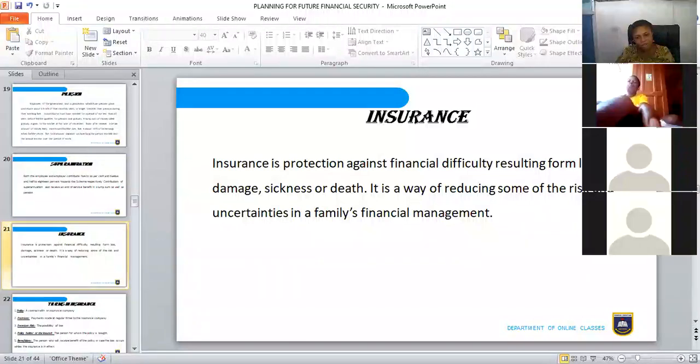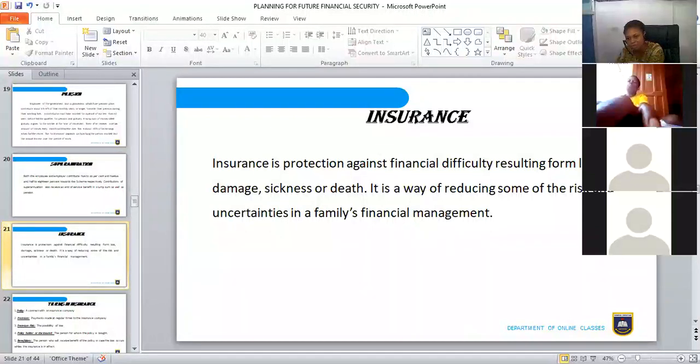When we talk about insurance, insurance is basically a protection against financial difficulty resulting from damage, sickness, or death. It is a way of reducing some of the uncertainties in the family's financial management. Now let's interrogate this a bit. We say protection against financial difficulty.